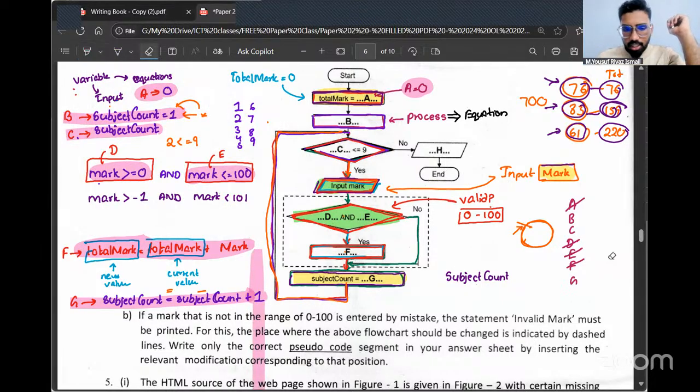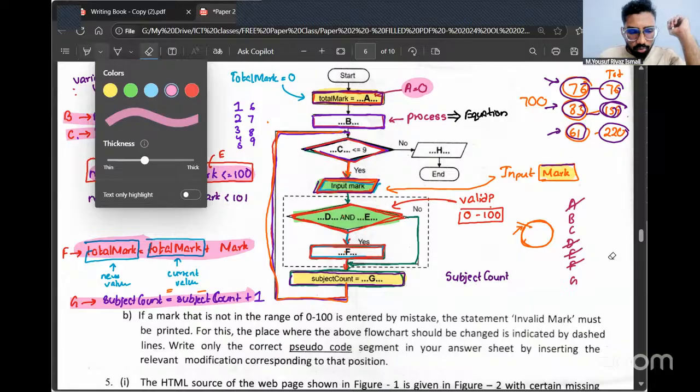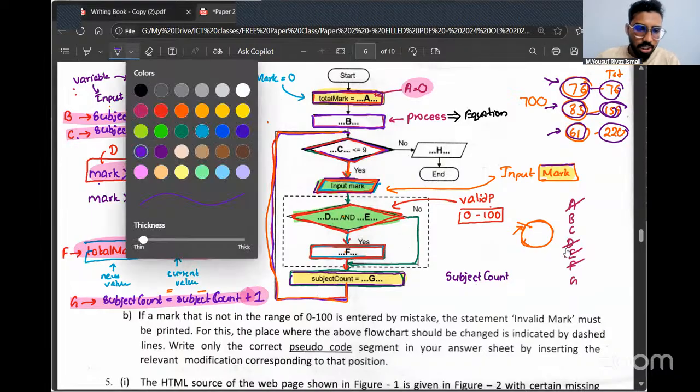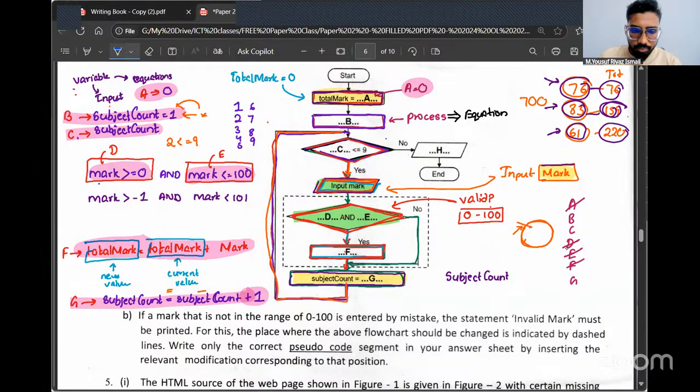Okay. Next. Now, once that is over, that is talking about the repetition. Once you have got all the 9 subjects marks, you're going to check if the 9 subjects marks are valid. If valid, you store them. After you're done, you say subject count equals subject count plus 1, so subject count is going to be 9 plus 1, and subject count is going to be 10.